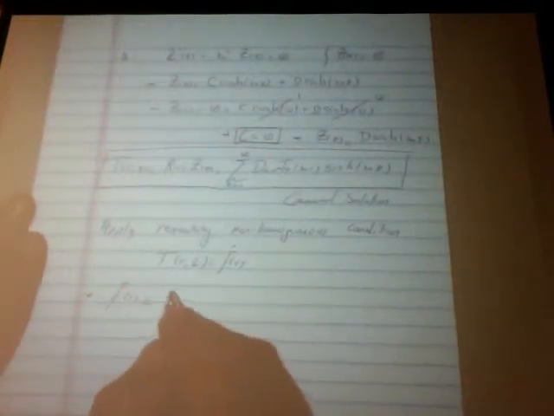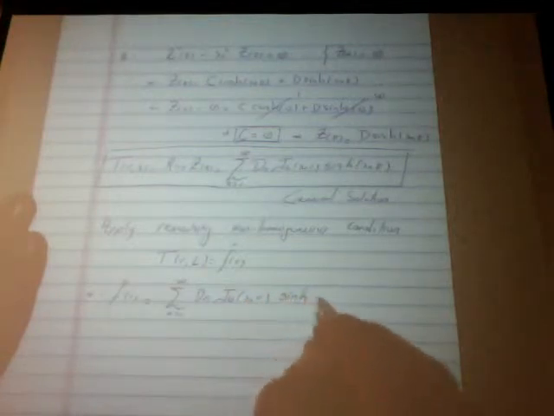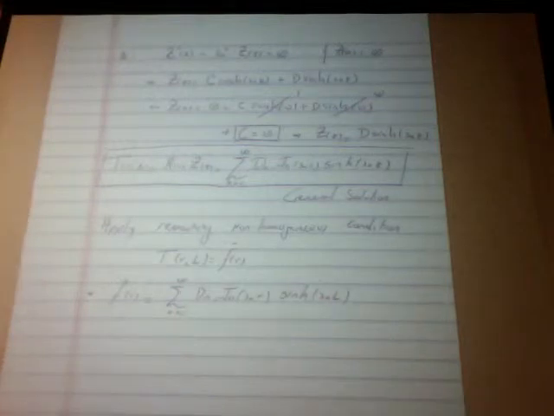So f hat of r is equal to the summation from n equals 1 to infinity of d_n J0 of lambda_n r sinh of lambda_n L. Okay? So we know that the Bessel functions are orthogonal to each other with respect to a weighting function equal to r. So J0 of lambda_n r is orthogonal with respect to a weighting function of r.